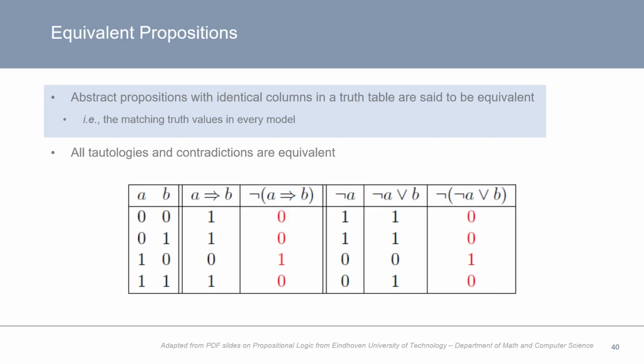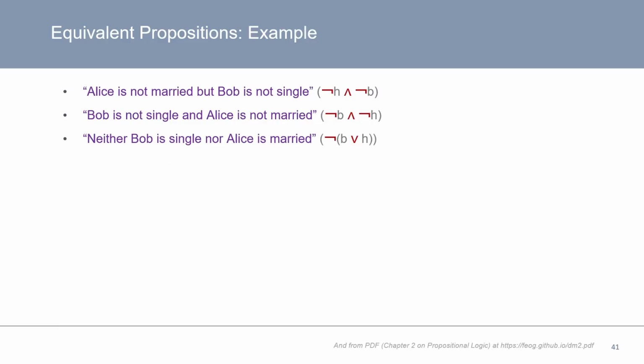Of note, by definition, all tautologies are always equivalent to one another, and separately, any contradictions are always equivalent to each other. Let's look at some natural language examples of equivalent propositions. In the first case, Alice is not married, but Bob is not single. This is equivalent to the statement, Bob is not single and Alice is not married. Only the order has been changed here. Yet another equivalent statement to these is neither Bob is single nor Alice is married.